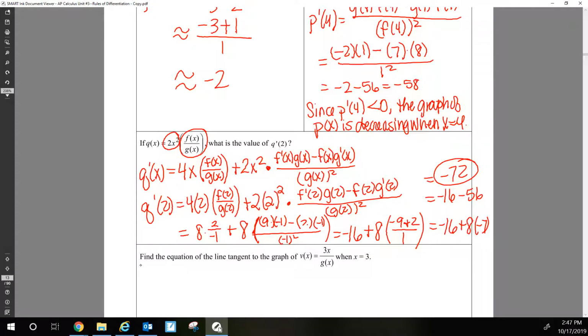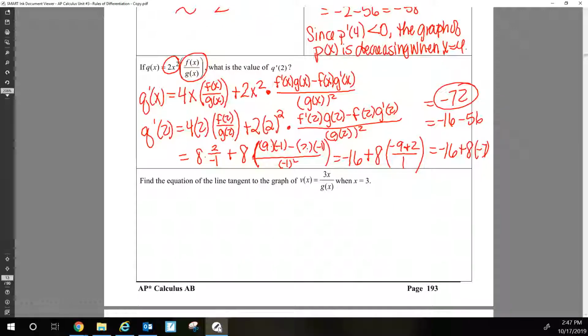Challenging, but awesome. Test your ability to use product rule, test your ability to use quotient rule, test your ability to read these tables. It looks good.